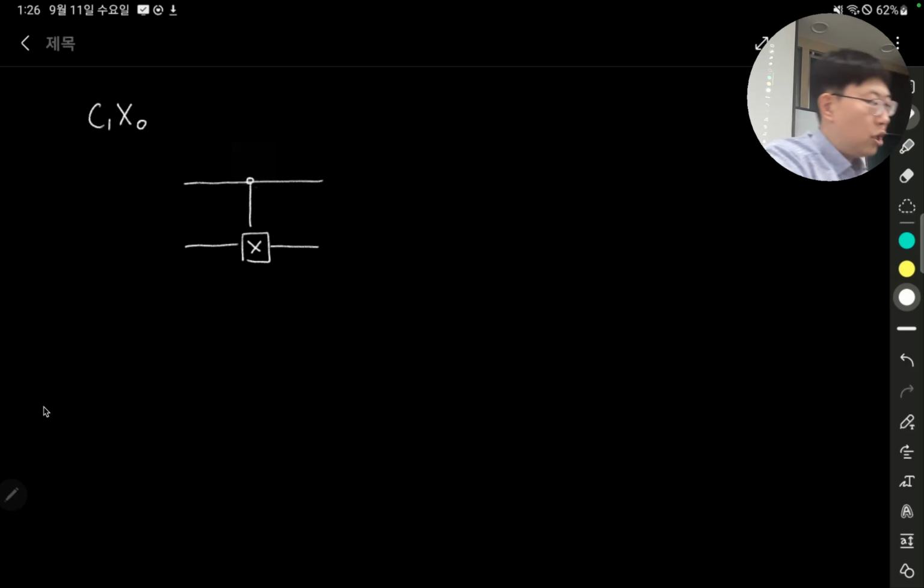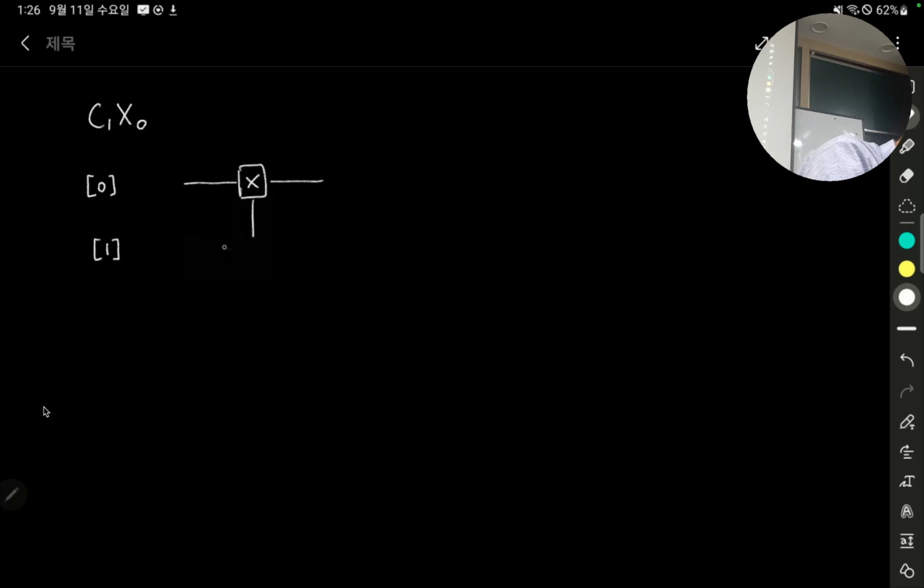So instead of C0X1, let's talk about C1X0. So I'm going to give you a picture, which is actually the official notation for C0. So this is qubit 0, and this is qubit 1. Oh, by the way, this is opposite. This is X. So maybe it's better to have this pictorial description of the CNOT gate.